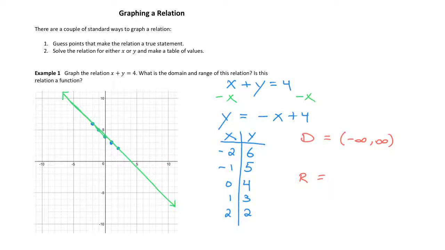And the same thing holds true for the range. The range of this is also negative infinity to positive infinity. This graph goes up forever and it goes down forever. That means you're getting every single possible y value back. So we started with the relation, graphed it, and then from the graph was able to determine the domain and the range. So the last thing here is, is the relation also a function?